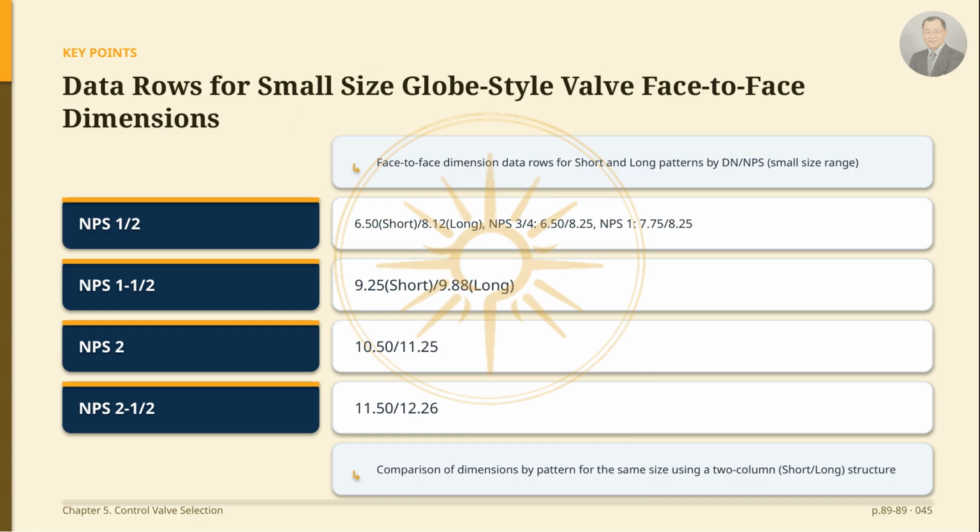and 9.88 inches. For NPS 2 inches, it is 10.50 inches and 11.25 inches, and for NPS 2.5 inches, it is 11.50 inches and 12.26 inches. With this two-column structure of short and long, you can easily compare the dimensional difference based on which face-to-face pattern is selected for the same valve size.